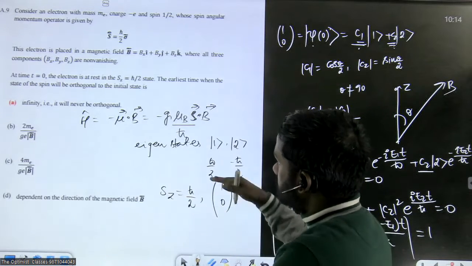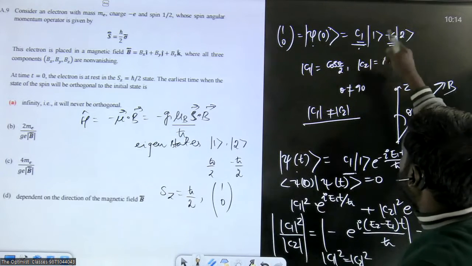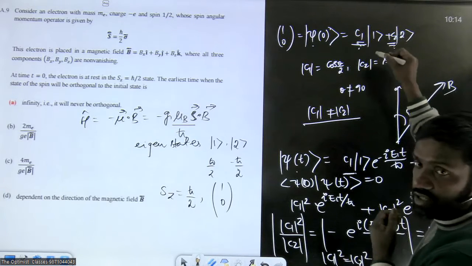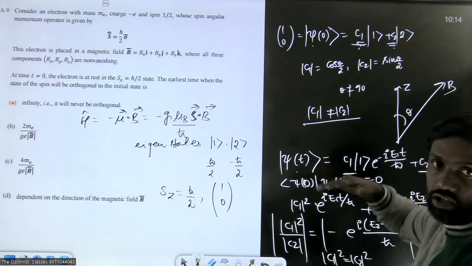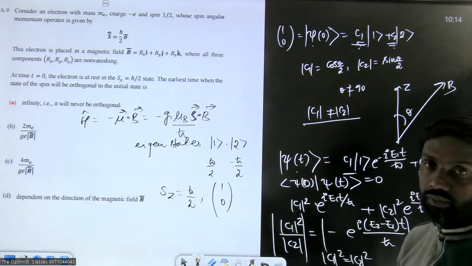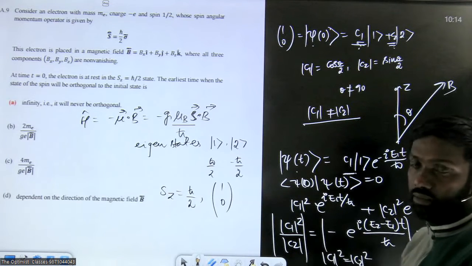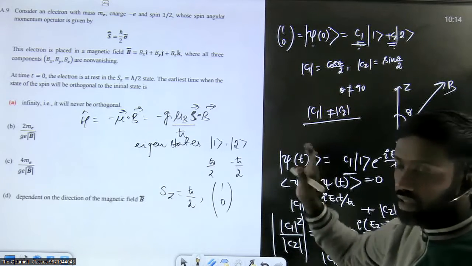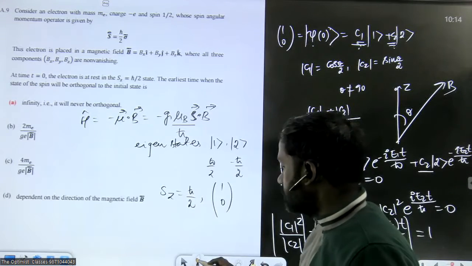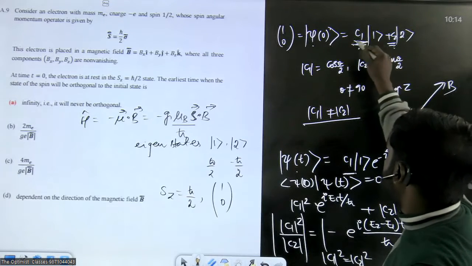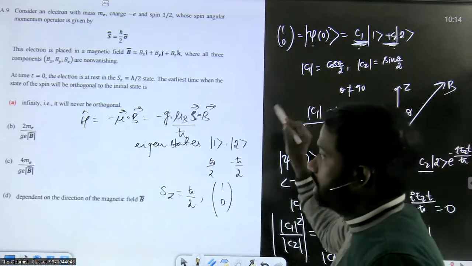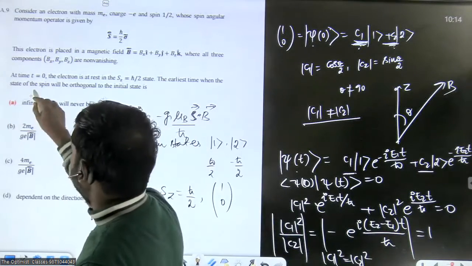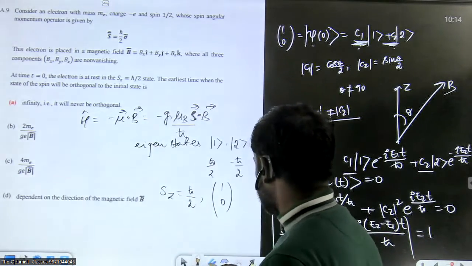So this initial state can be written as a linear combination of these two eigenstates, and the coefficients that you are using here, if the moduli of these two coefficients are equal, then only at a later instant of time can this wave function become orthogonal to the initial wave function. But if the moduli are not equal, then that will never happen. So that's why in the beginning we have to assume, in a general situation, that these two are not equal. If these two are not equal, the later wave function is not going to become orthogonal to the initial state. So it will never become orthogonal. That is the correct answer.